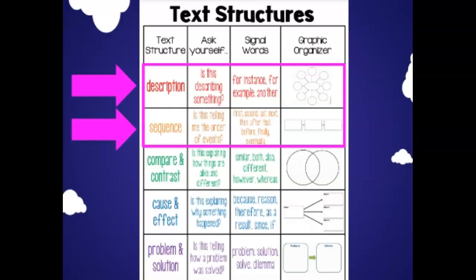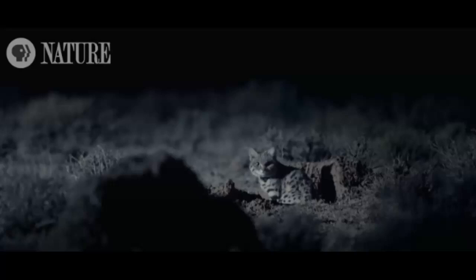After watching that video, is this describing something or is this telling me the order of events? So that was telling me the order of events and the steps, the sequence for how to make hot chocolate. So that video was sequence. Another video, and then we're going to discuss, is this description or sequence of events?